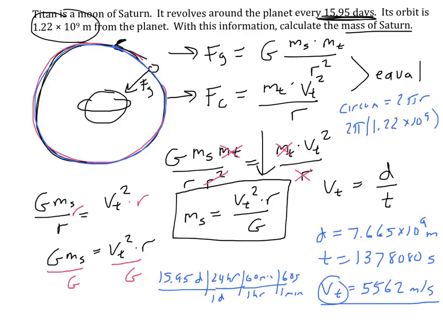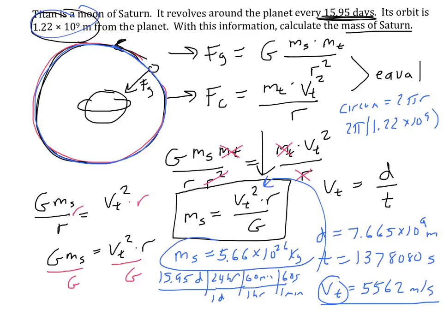So I'm going to plug in this velocity into this. I'm going to plug in the radius, I'm going to plug in G. Now, I'm pretty much out of room, so I'm just going to do this in my calculator, and so we can get a final answer here, and you can do it as well. Divide by 6.67 e to the negative 11, and I get the mass of Saturn is 5.66 times 10 to the 26 kilograms.